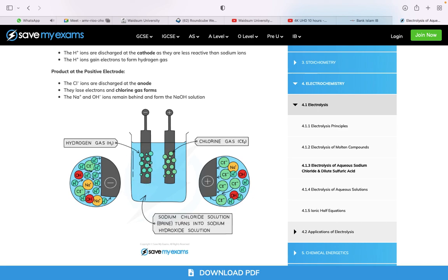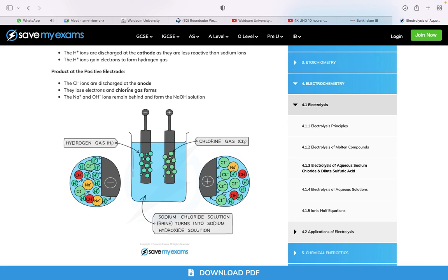So when that happens, at the cathode, hydrogen will be sent by sodium, who says, okay, you replace me, and hydrogen gas will be produced here, and chlorine gas will be produced at the anode. Is that okay? So we say the product you see at the positive electrode, which is the anode, what you see there, you see chlorine ions, all right?